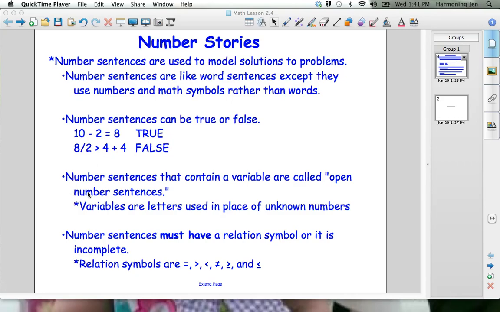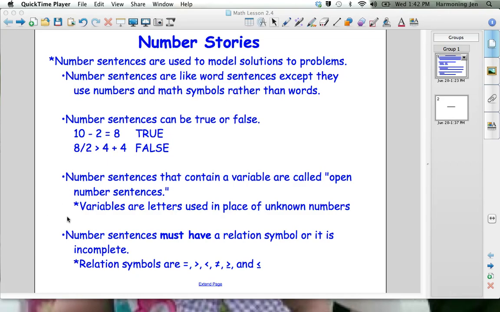Now, sometimes number sentences have a variable. Number sentences that contain a variable are called open number sentences. Now, variables are letters that are used in place of unknown numbers. We're going to be doing practice with open number sentences today. So you will be using a variable in your number sentence, and then we'll be trying to find the solution for that variable. So we'll talk about that more in a little bit.